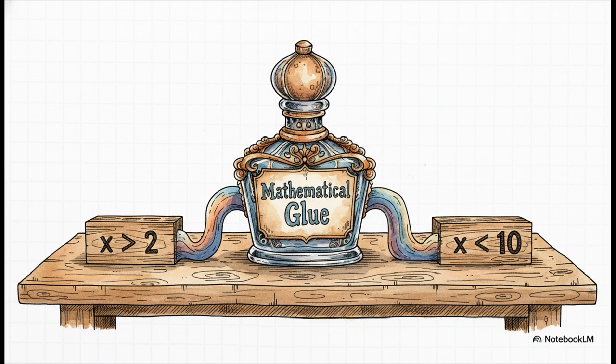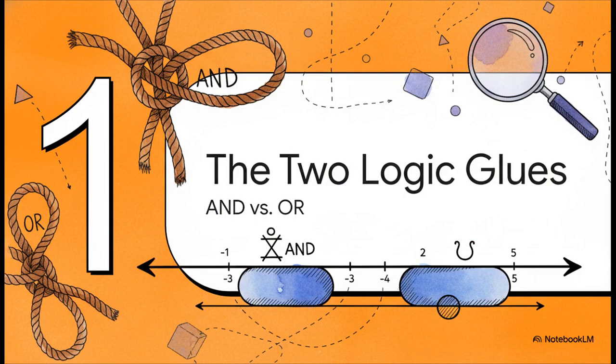At their core, they're really just two simple rules that are connected together. The real magic, though, is in the kind of glue you use to connect them. And when it comes to math, we've really only got two main types of glue. You've definitely heard of them. They're the words and or. But you'll see their mathematical meaning is incredibly precise.